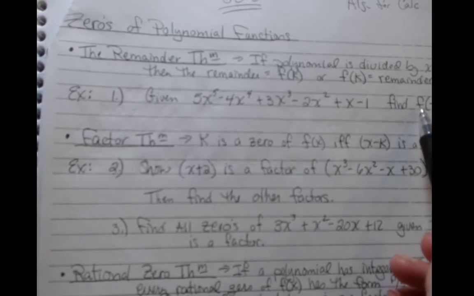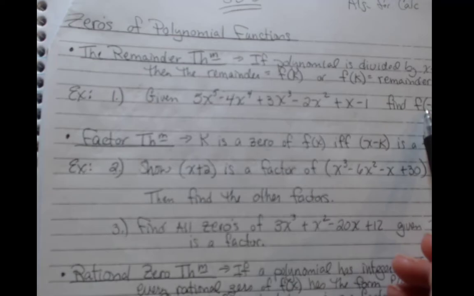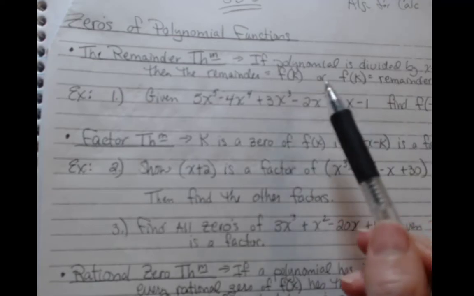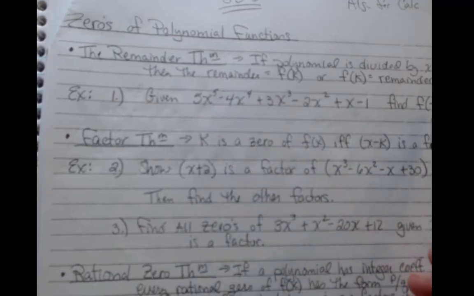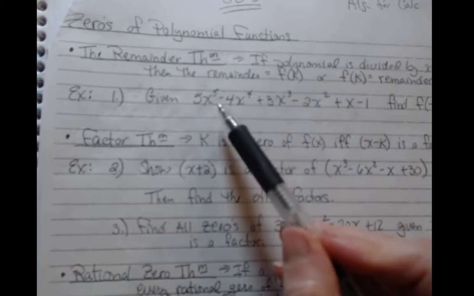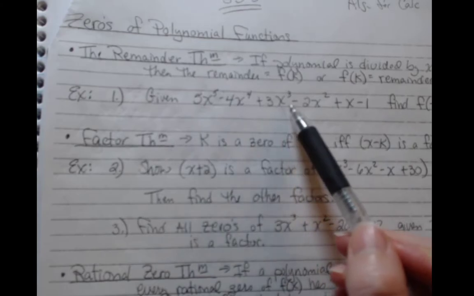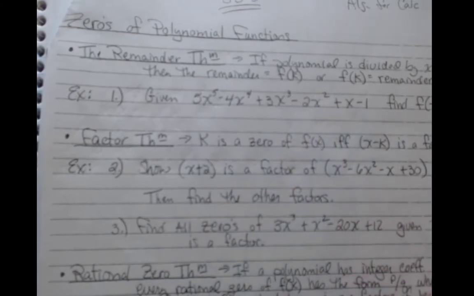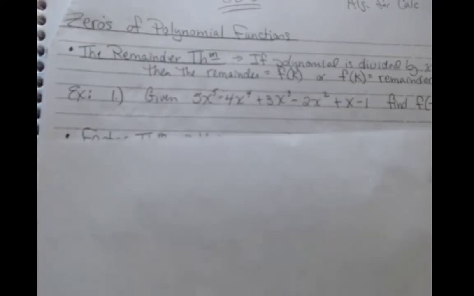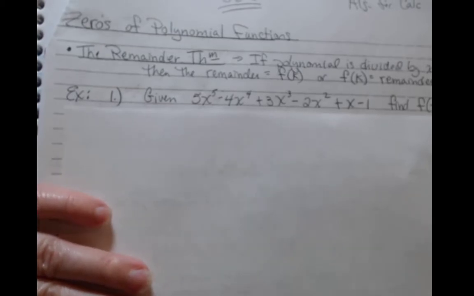We can do this problem, find f of negative 6, using synthetic division. If it says to find it using the remainder theorem, then we want to use synthetic division. So instead of plugging negative 6 into this, we can simply do synthetic division. So let me pull out a clean sheet of paper, and I'll do this right below it.